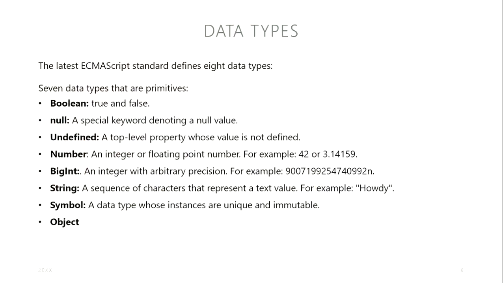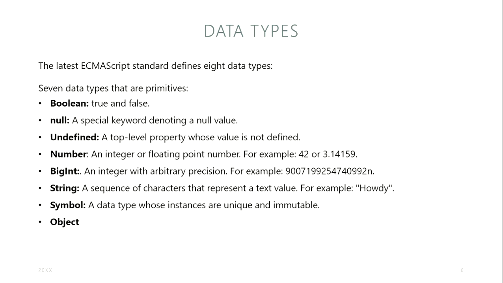Next, talking about data types. The latest ECMAScript standard defines 8 data types. So 7 of them are primitive and the 8th one is object data type. Talking about the 7 primitive data types, they are Boolean. Boolean means true or false. Null. Null is a special keyword denoting absence of a value or a null value. Next, undefined. It is a top level property whose value is not defined.